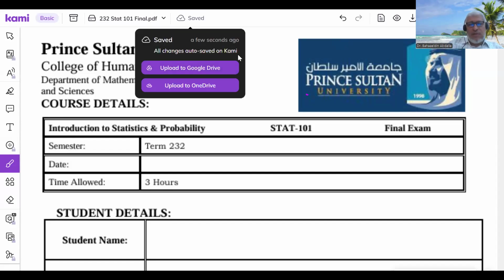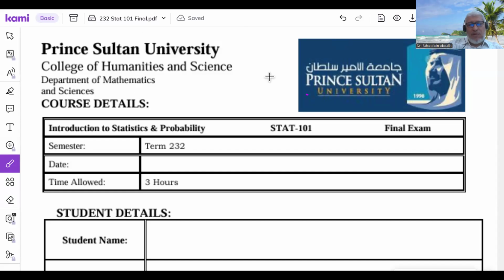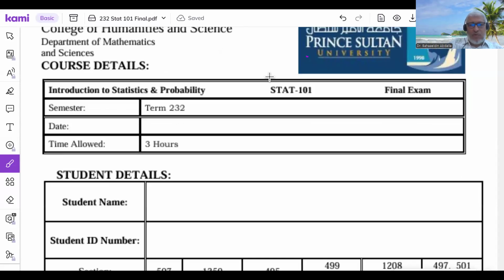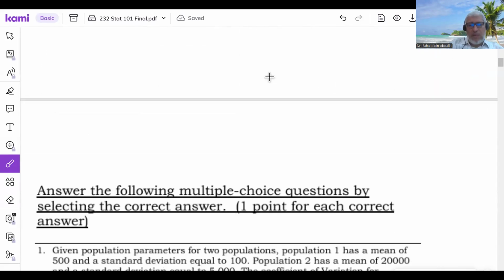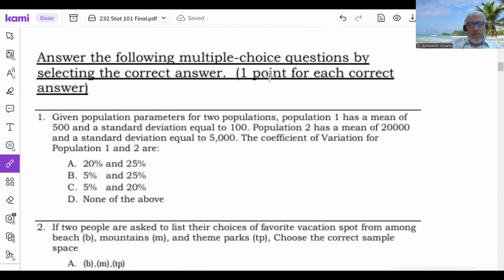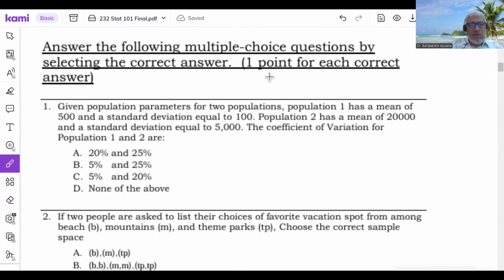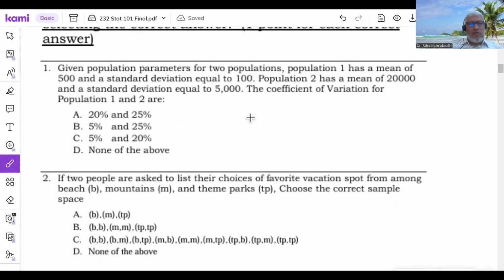This is Stat 101 Final Exam Term 232. Let us solve the exam together. First part, multiple choice questions. Given a population parameter or two populations.